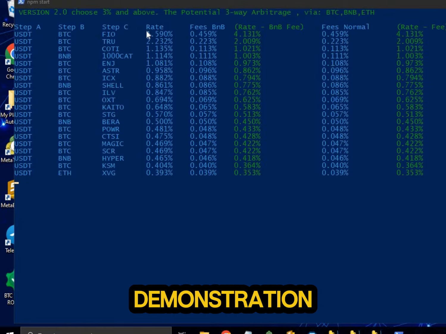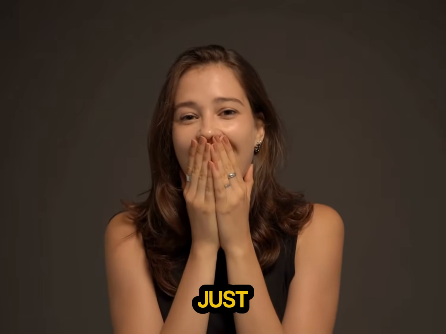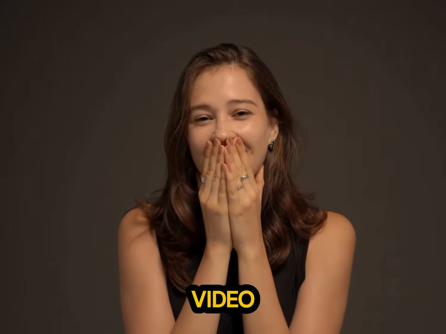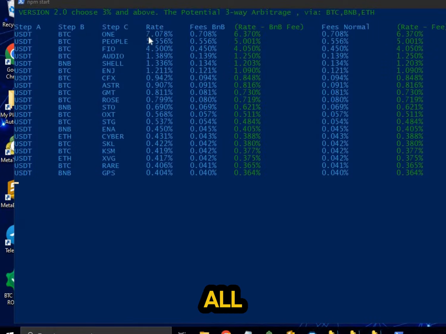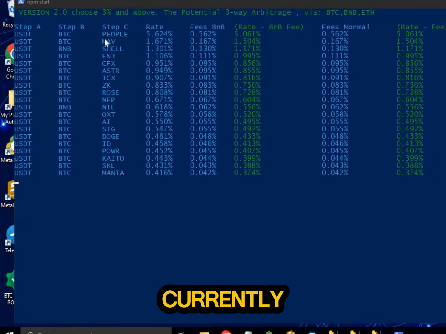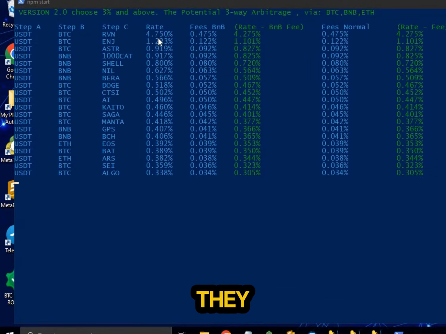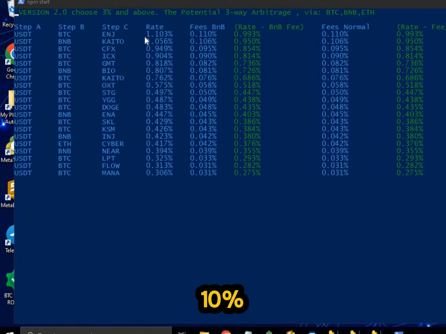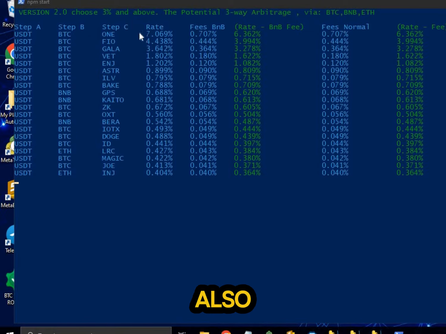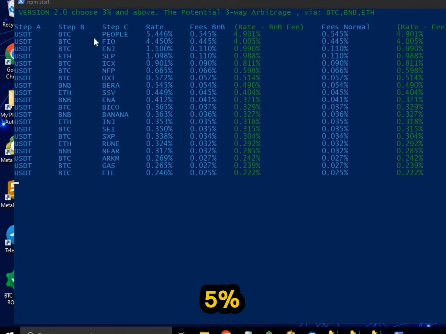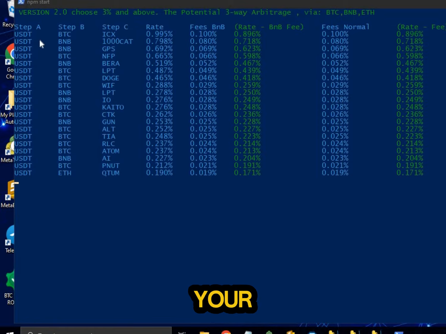We'll be doing a live demonstration in this very video, so just stick around with me to the end of this video. This bot shows us all the triangular arbitrage opportunities currently on Binance as we speak. They range between 1% to 10% profits. Hope you guys can also see the opportunities for 5% and 7% already showing on your screen.